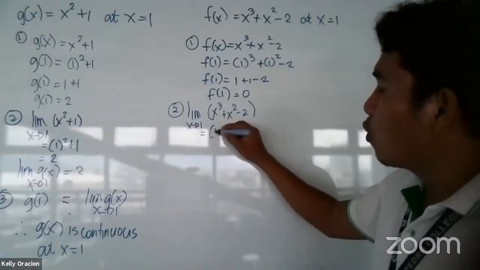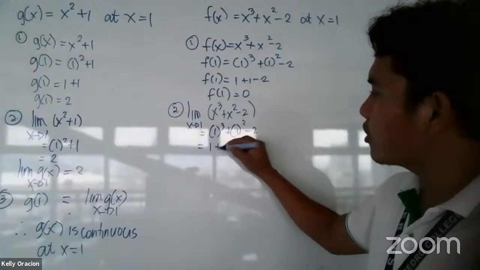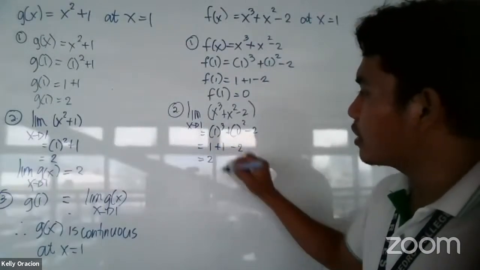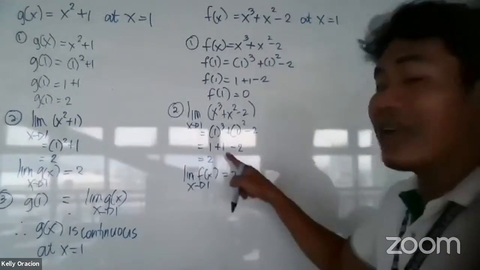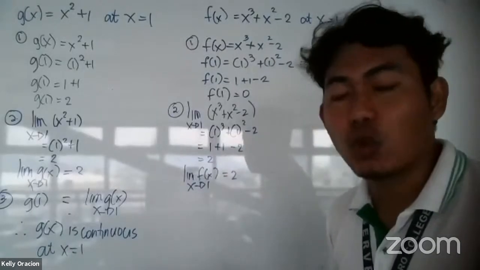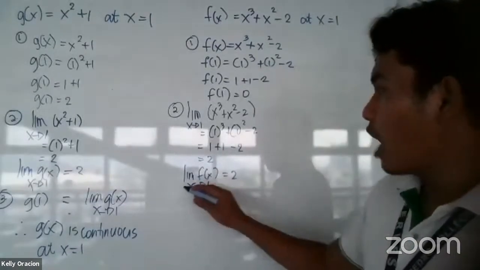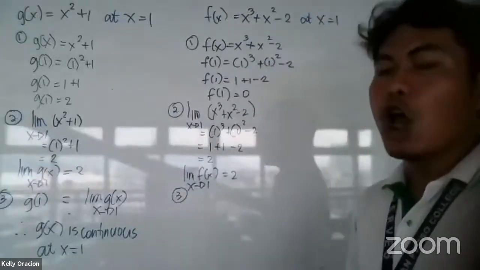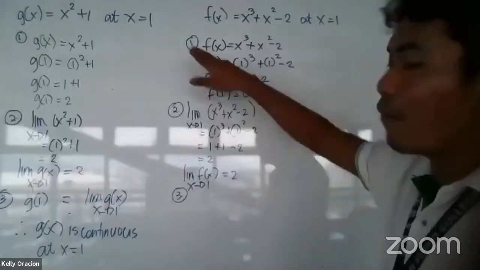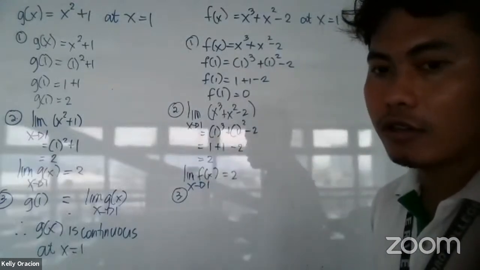So you have 1 cubed plus 1 squared minus 2, so 1 plus 1 minus 2, and the limit is 2. The limit of our function f of x as x approaches 1 is 2. The limit exists. And for our third condition, you are going to compare the result of the first condition and the second condition.